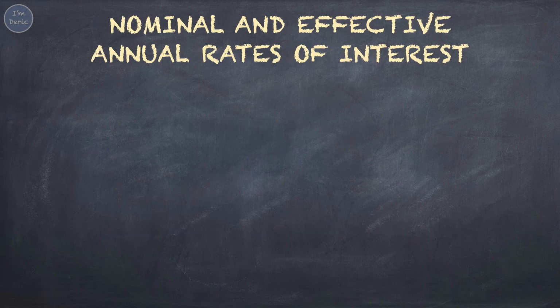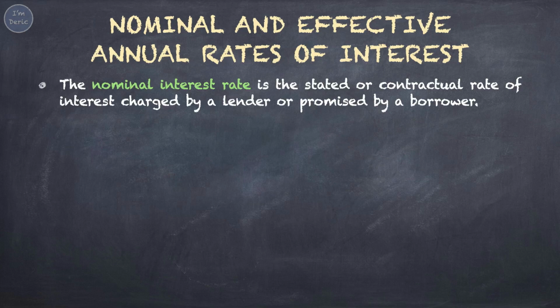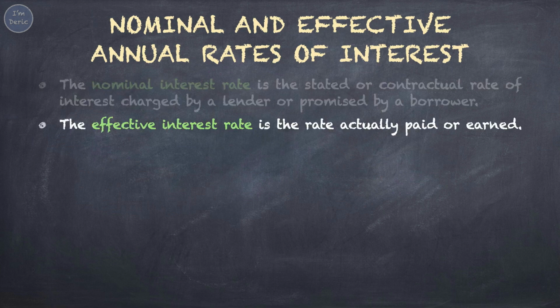To compare the nominal and effective annual rates of interest, the nominal interest rate is the stated or contractual rate of interest, charged by a lender or promised by a borrower. This is the interest rate that banks show us. However, the effective interest rate is the rate actually paid or earned. This is usually not shown by the bank, and we have to calculate it on our own.